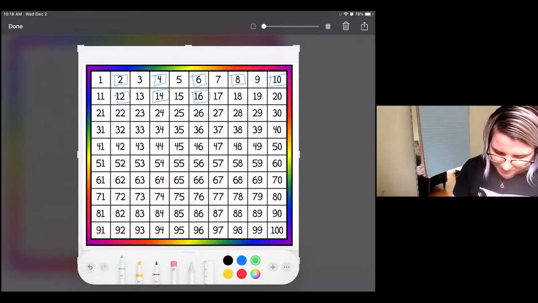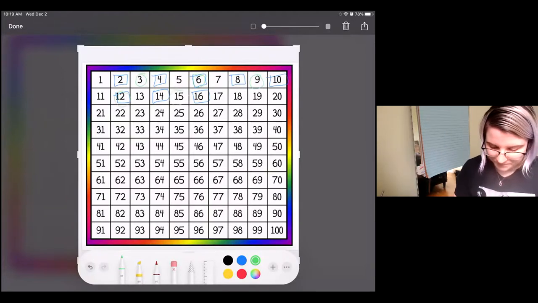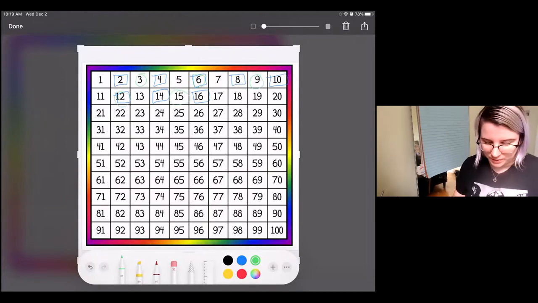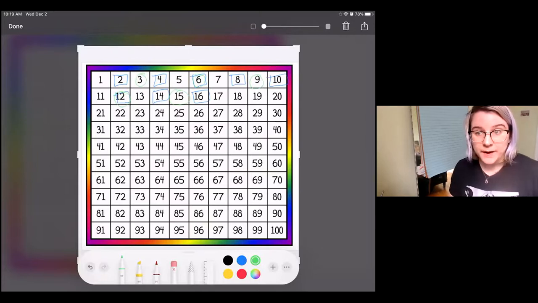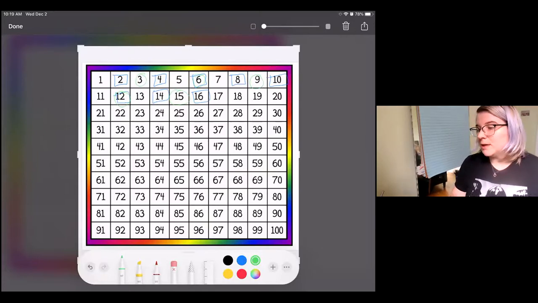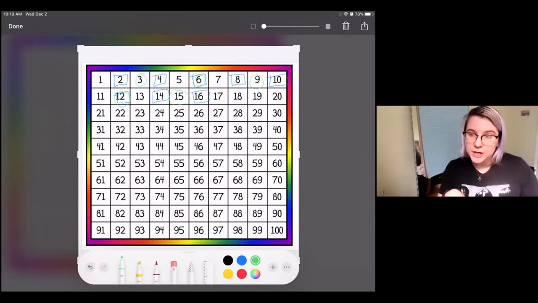Draw a circle around the multiples of 3. And right there, you can already see that we have some common multiples. 6 and 12 have both a circle and a square on them. I want you to keep going like this. There are further directions on the sheet in Dojo.